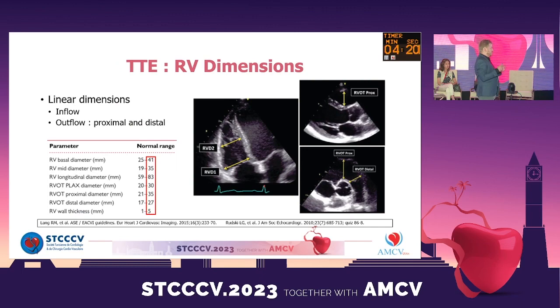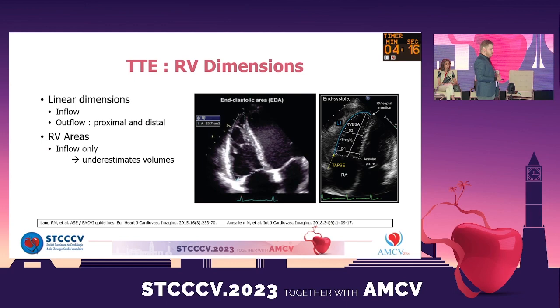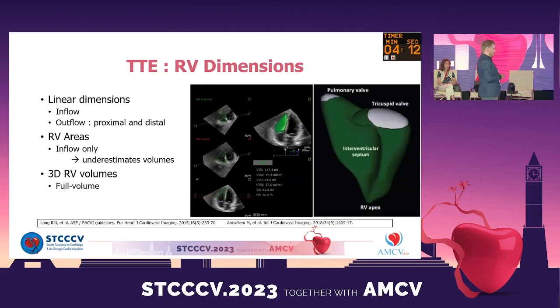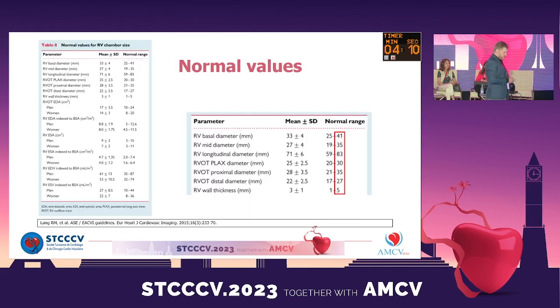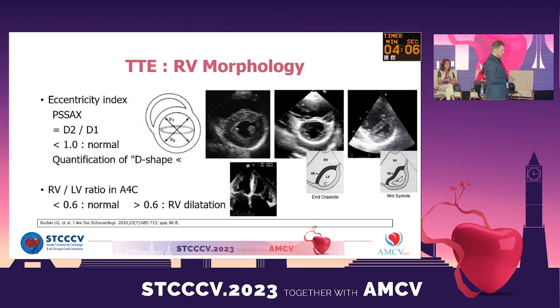So we can do all types of measures. I will skip rapidly on that, but you can do linear dimensions, areas, and full RV volumes. The normal values, you can find them in the guidelines. For the morphology, we can quantify the D shape by the eccentricity index, and we can quantify the dilatation with the RV-LV ratio.